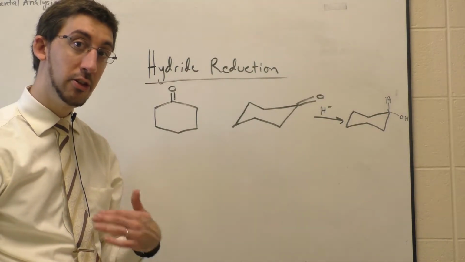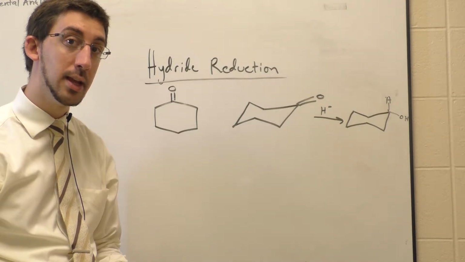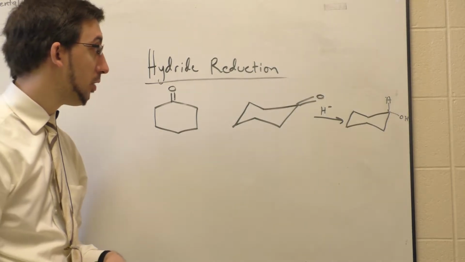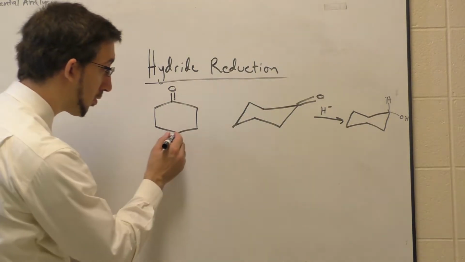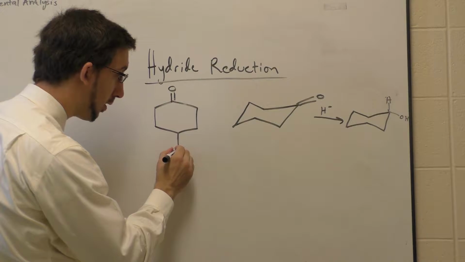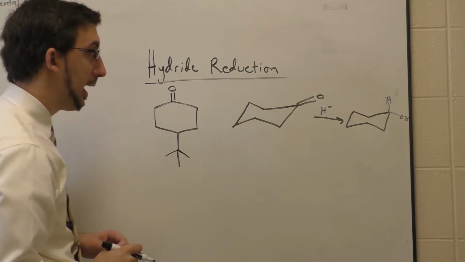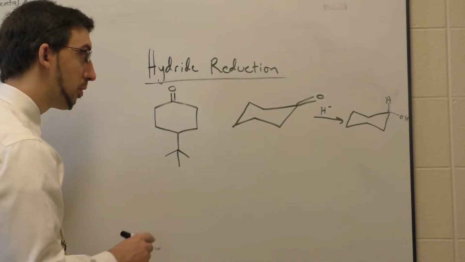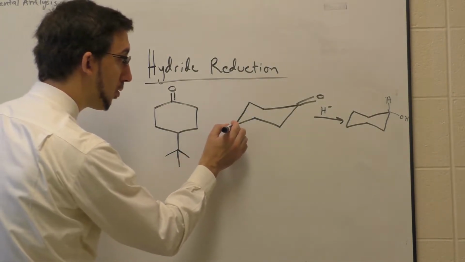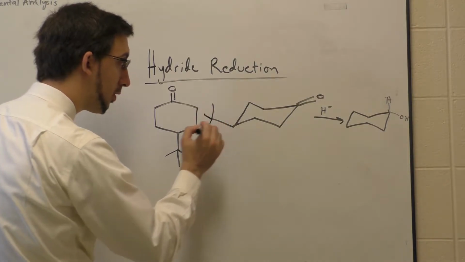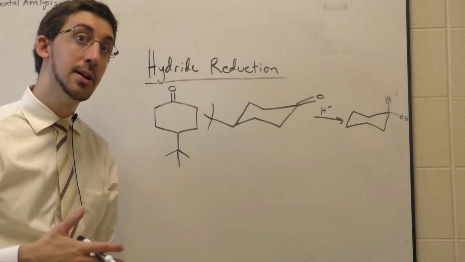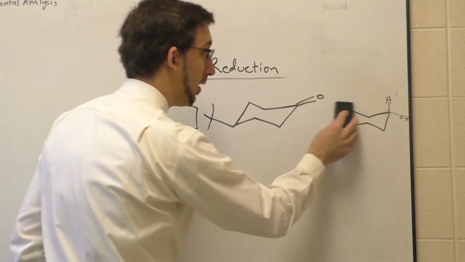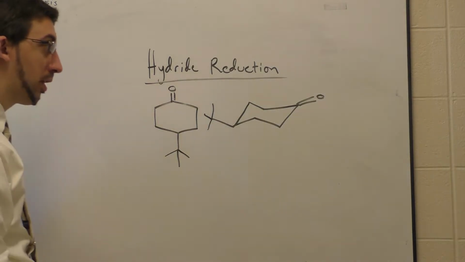That situation changes if I put a substituent on the cyclic ring, and here it can be fairly significant. So let's say that I put a tert-butyl group here in the 4 position, and if I do that, then the molecule in 3 dimensions is going to arrange itself such that that tert-butyl group is in the equatorial position, because the tert-butyl group is a large group and does not want to be in the axial position. And in this case, there's one other thing to keep in mind.